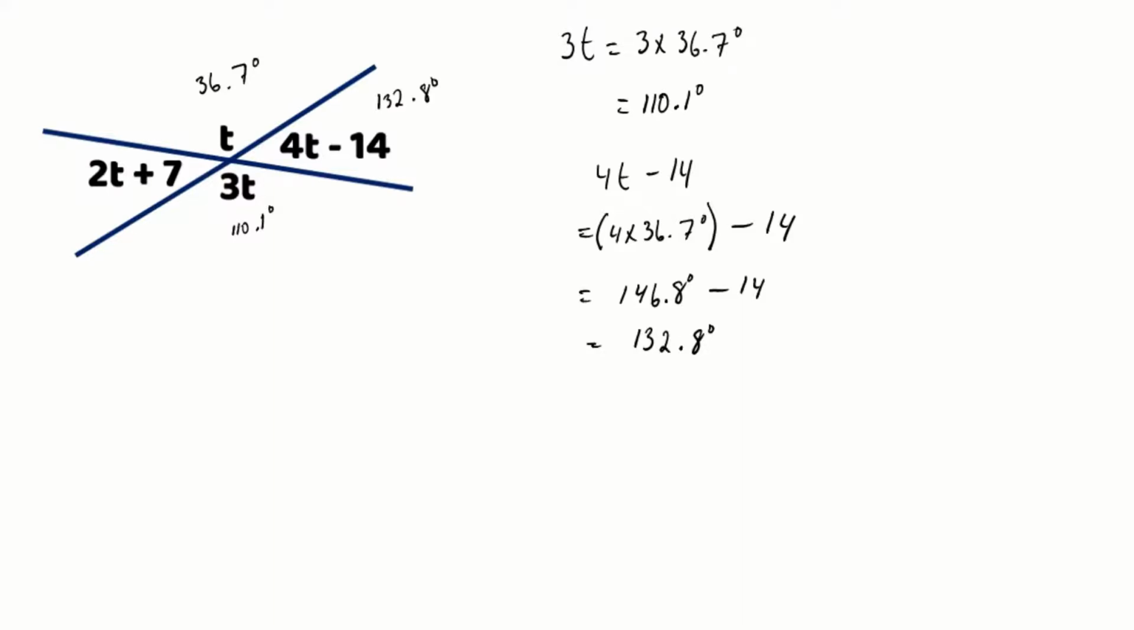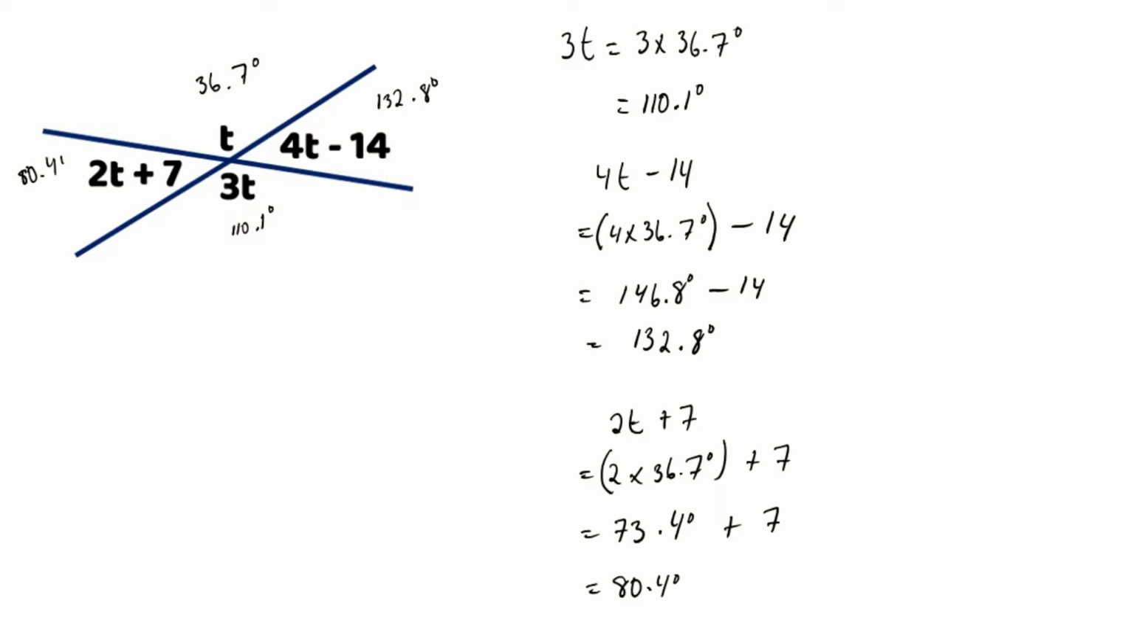And now to solve the last part of our diagram, which is our 2t plus 7. And we have 2 times 36.7 degrees, and its product will be added to 7. And 2 times 36.7 degrees is equal to 73.4 degrees added to 7, which is equal to 80.4 degrees. So my 2t plus 7 is equal to 80.4 degrees.